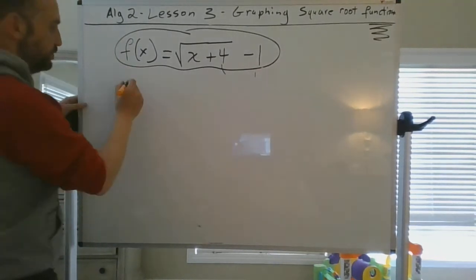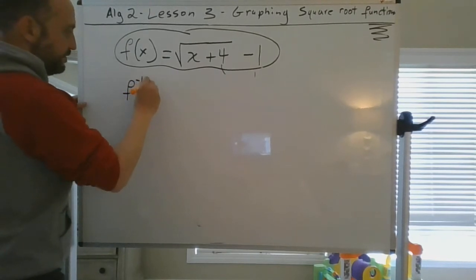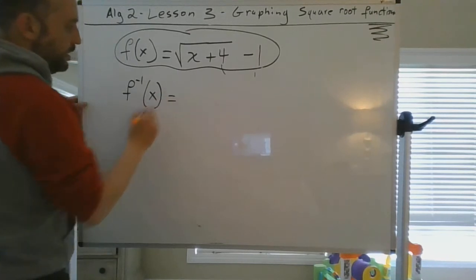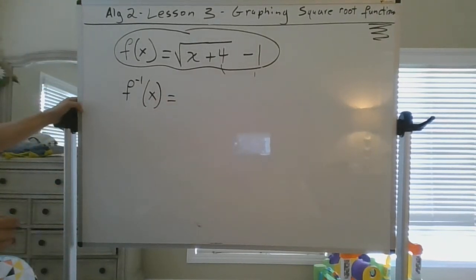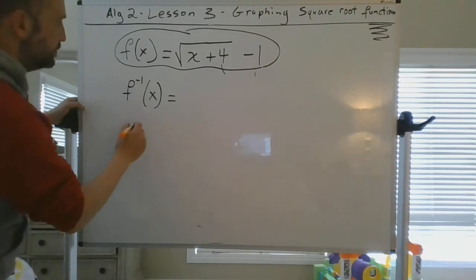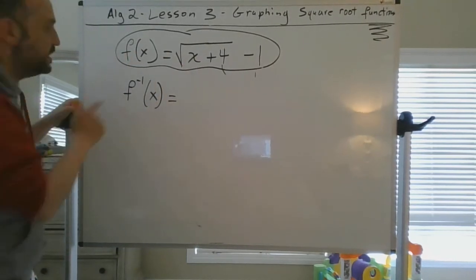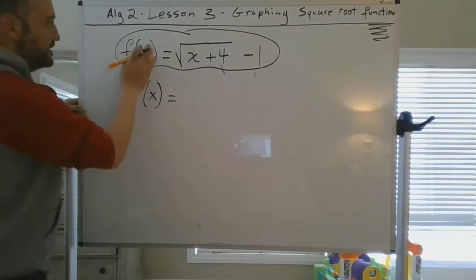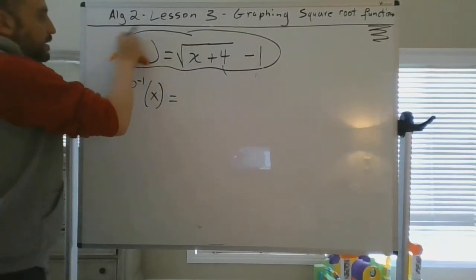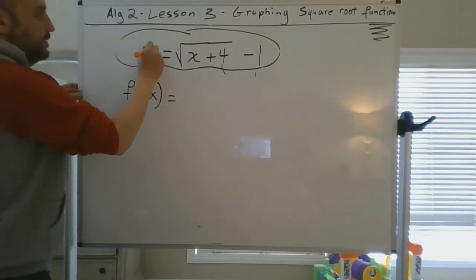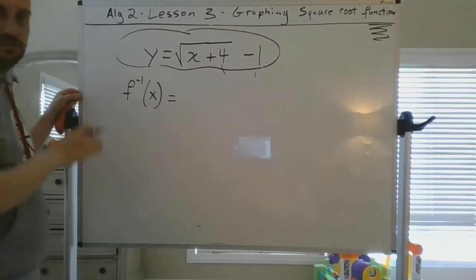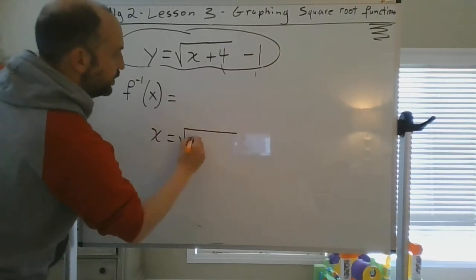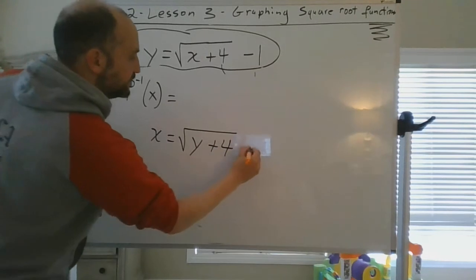All right, so here's what we're going to do. This is where we write it. Inverse of f of x, so f to the power negative 1. First thing I'm going to do is switch the place of the x and the y. Just to make this a little bit easier, I'm going to put y instead of f of x, just so it's a little more clear. I'm going to switch their places. I'm going to say x equals square root of y plus 4 minus 1.